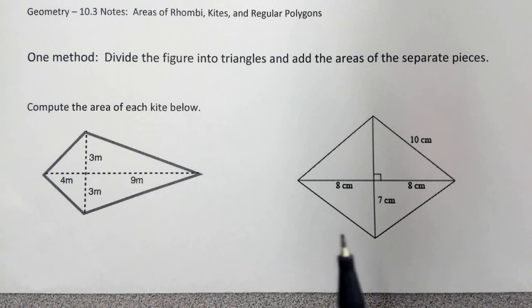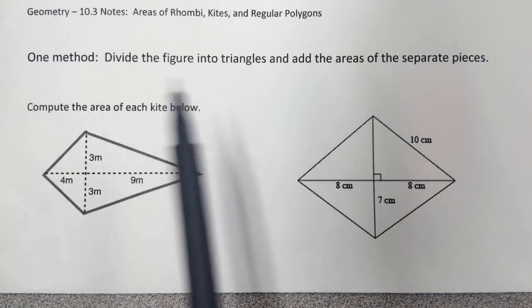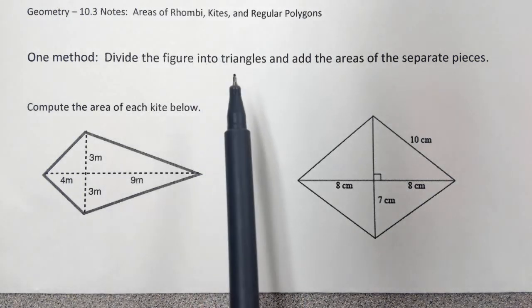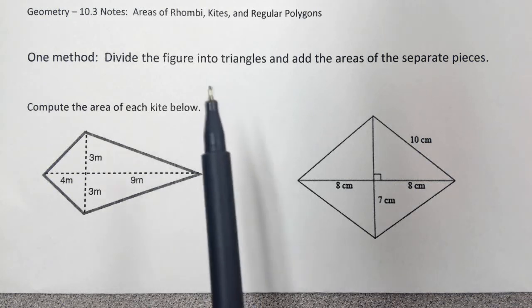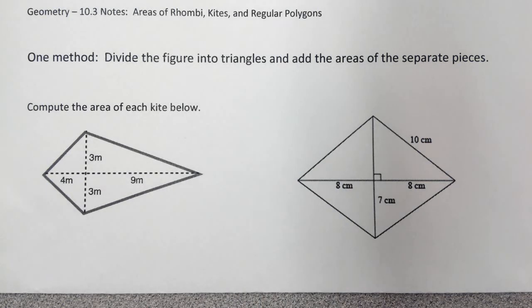Alright, so today we move on to rhombuses, or rhombi, is another plural form, kites, and regular polygons, all of which use the same method. Now, there are special formulas for rhombuses and kites, and there are special formulas for regular polygons, but let's be honest, you're not going to memorize those and hang on to those over the long haul, so there's no reason to even fool with them. So we're going to use one method for all of these.